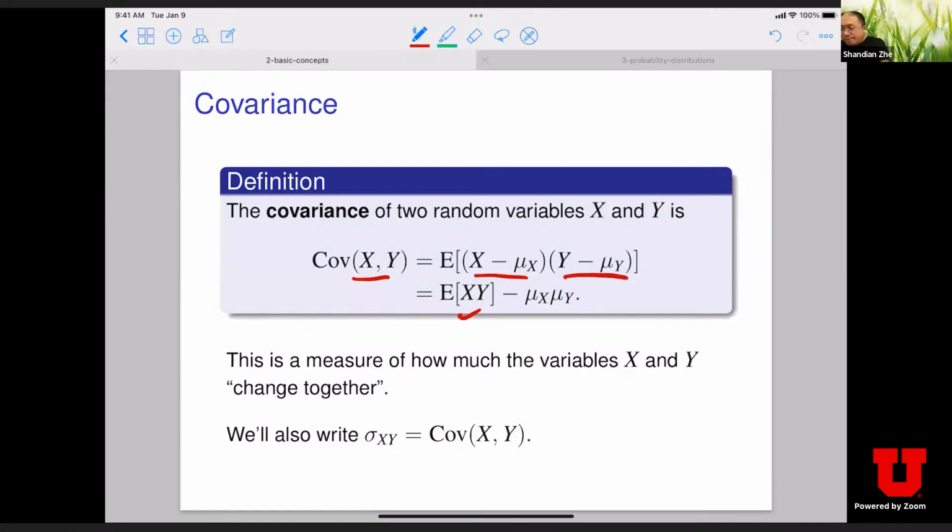So the covariance is a very commonly used measurement of how much variables X and Y co-change. You can imagine that if X changes much and Y also changes much, then their covariance is large. If X changes much but Y changes little, then the covariance is small.